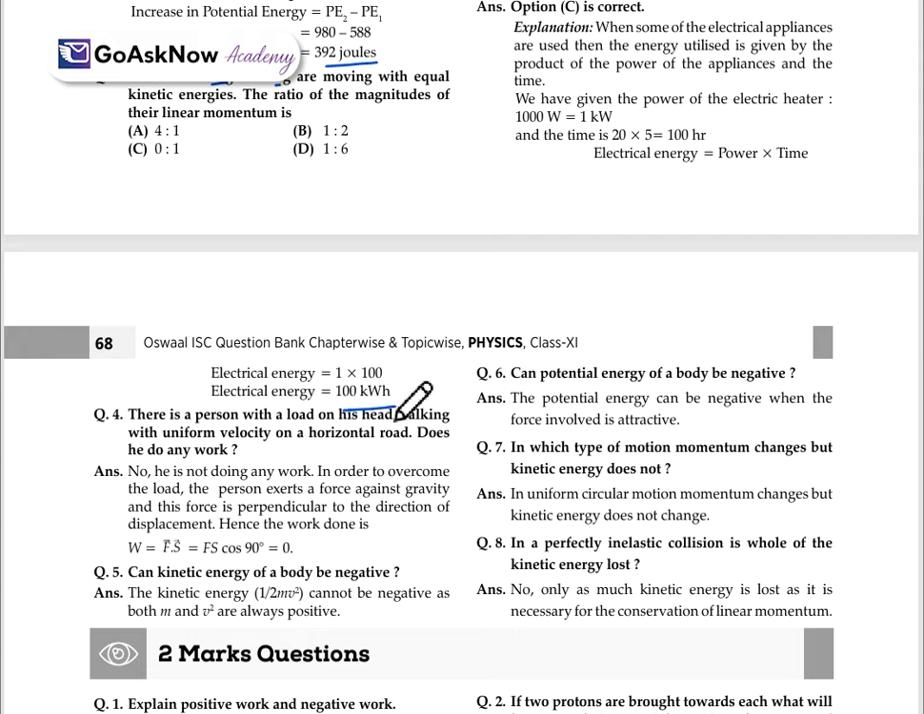We get total electrical energy equal to 100 kilowatt hours. Now there are some other basic questions, like: can kinetic energy of a body be negative?